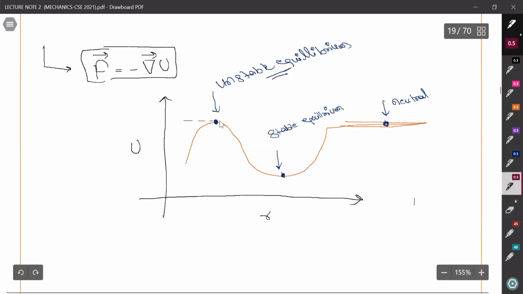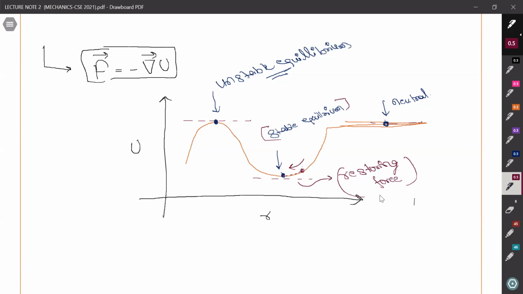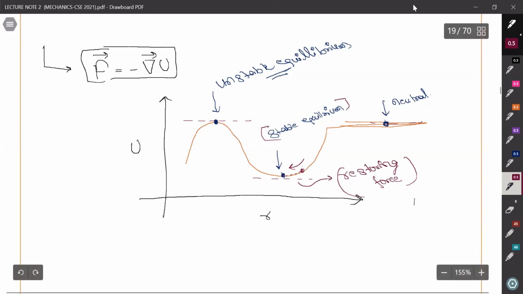Here the tangent is 0, here also 0, here also 0. So the net force acting on the system is 0. But this is stable equilibrium, and if the object tries to go away, a restoring force will act on it. A restoring force will act when a particle moves from its stable equilibrium position. Also, suppose the example of a harmonic oscillator, this spring and block.